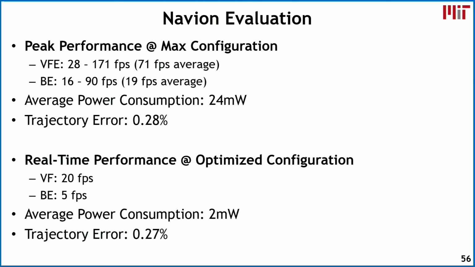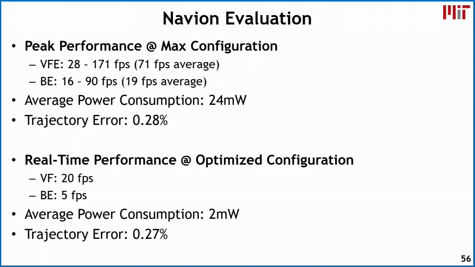So what are some of the performance values for our chip? At peak performance, when we're running at the maximum frequency with the maximum configuration, so the largest number of keyframes, the largest number of features to be tracked, and so on, we can run the visual front end.